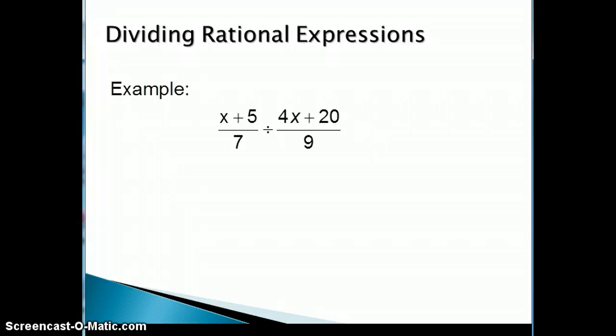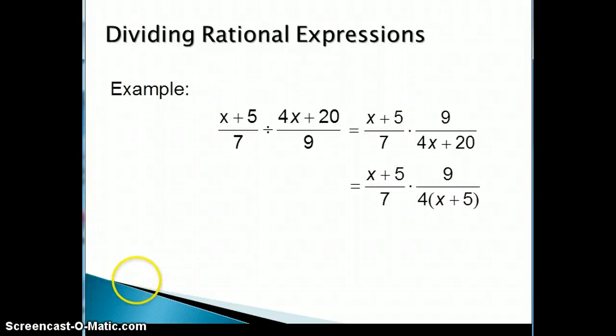Here we have the rational expression x plus 5 over 7 divided by the rational expression 4x plus 20 over 9. So the first thing we want to do, remember, is to change it to multiplication and flip the second fraction, or the second rational expression. So the 4x plus 20 over 9 will now become 9 over 4x plus 20, and we're now multiplying those fractions together.